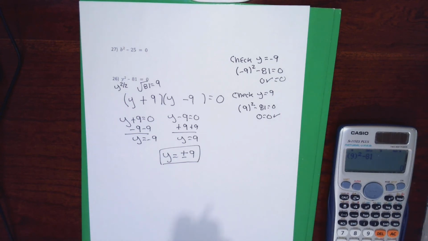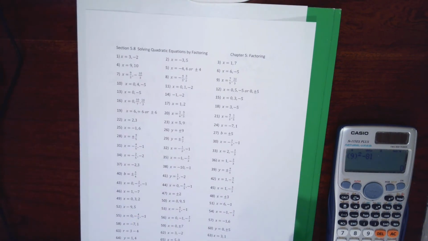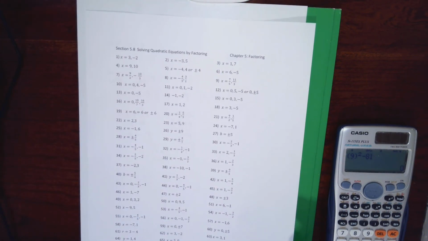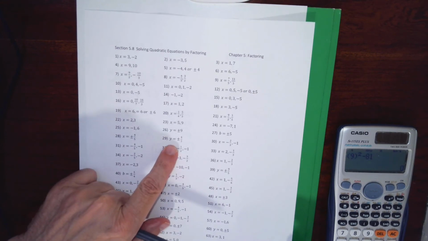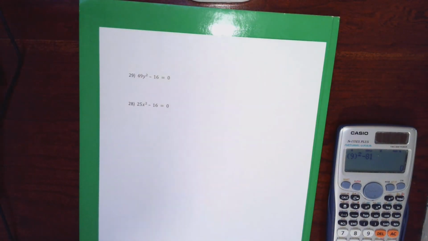And I check on my answer key. For 26, I wrote y equals plus or minus 9. Let's do 29 together. In 29, I'm trying to get y equals plus or minus 4/7, assuming I don't have a math error on my key, and they're brand new, so who knows.